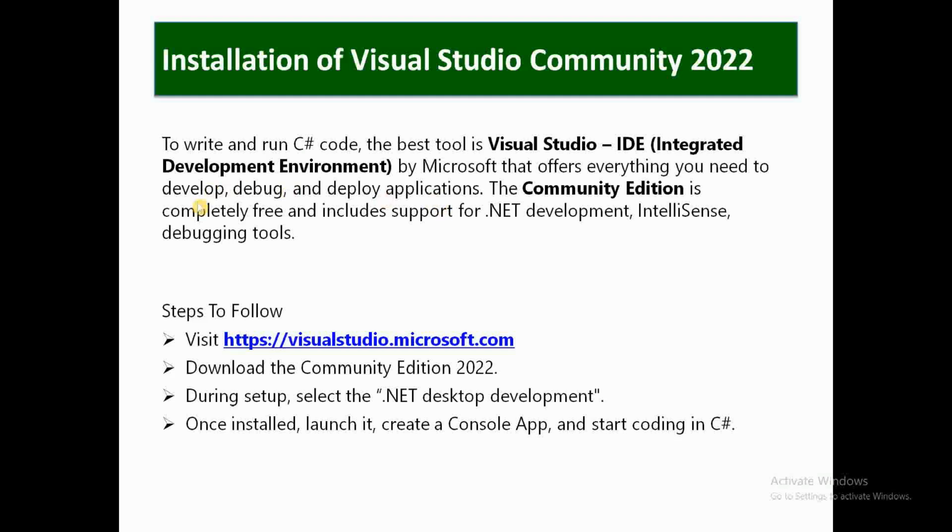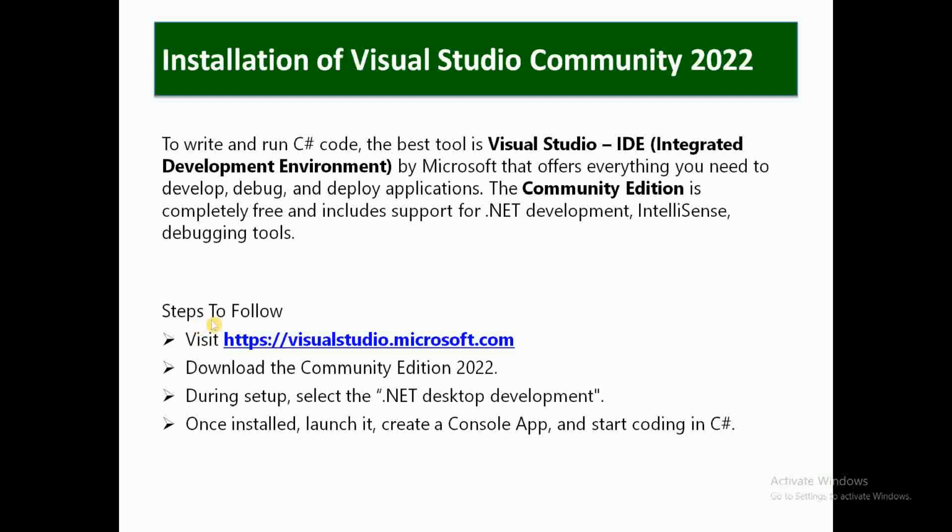We are developing applications, and we are debugging them to check whether there are any errors throughout the program, whether it is running properly or not. To deploy applications means that if we want to run the URL or publish to the URL, we have to deploy our code to some platform and then we can directly hit our URL. The Community edition is completely free, includes support for .NET development, IntelliSense and debugging tools, and we can easily download it from the Microsoft website.